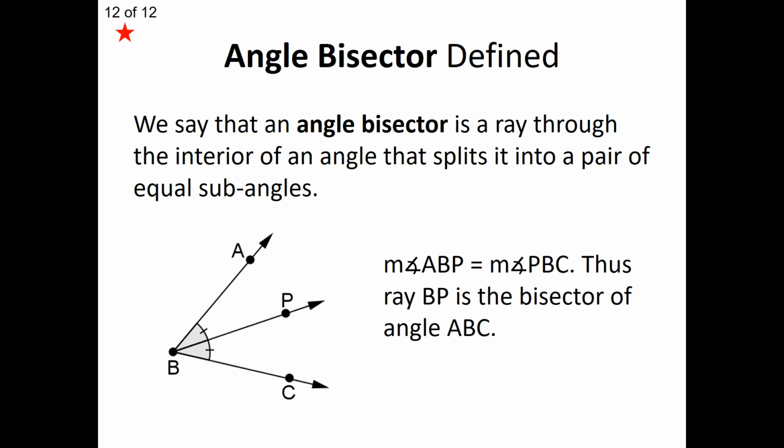It's simply a ray that passes through the interior of an angle such that it splits the angle into a pair of equal subangles. So we have a diagram, an example down below. We're given angle ABC. Well, what we have then is a ray BP that cuts through the interior of our angle. You also notice that we're making good use of our hash marks. Not only is it cutting through the interior of the angle, but we've labeled in our diagram that these two angles produced, ABP and PBC, are equal in measure. And so we can define ray BP as an angle bisector.